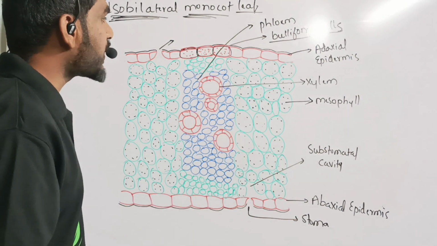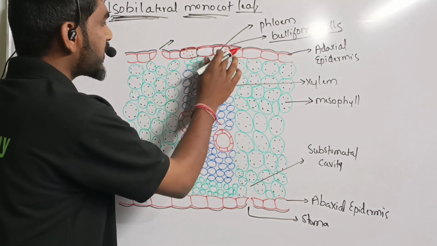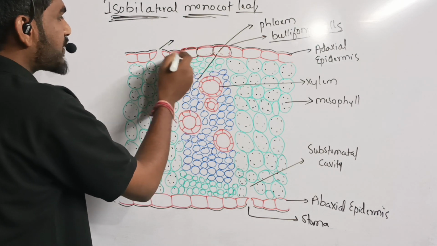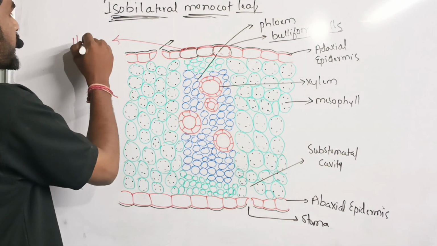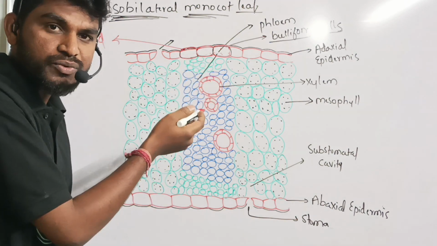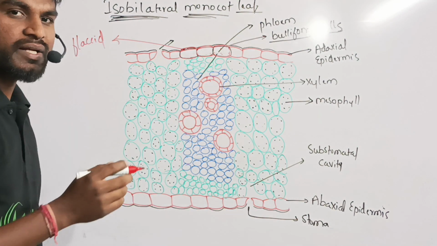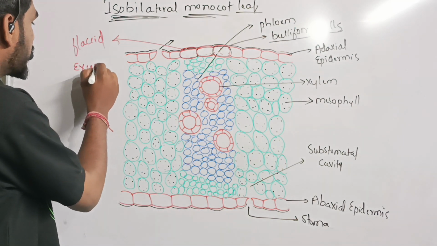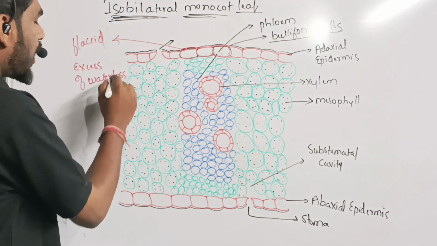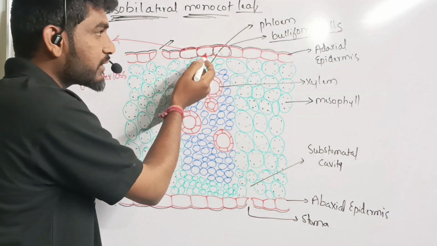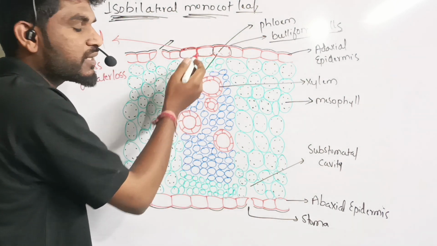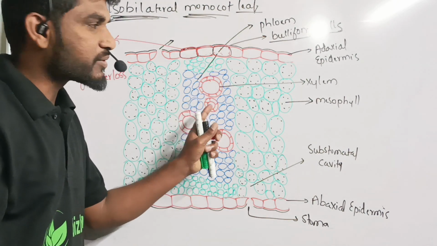When water is in less amount, during water scarcity, these bulliform cells become flaccid. When water is not there, they become flaccid, and inturning occurs in the leaves. Inturning leads to the curling of leaves, which avoids the excess loss of water from the leaves. Excess water loss is avoided by this inward curling due to the bulliform cells during water stress conditions, which minimizes the loss of water from the leaf surfaces.